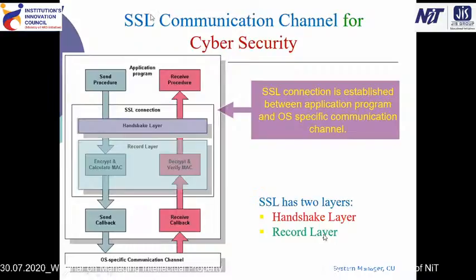Suppose one message you send from one side, then encrypt, and before receiving the message, you decrypt this message. This is the call receiving. This is the receiving procedure. An SSL connection is established between the application program and the operating system-specific communication channel. Also, SSL has two layers: the handshake layer and the record layer. Next.